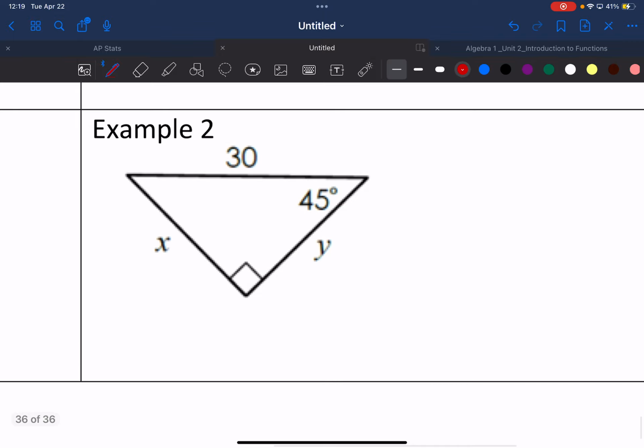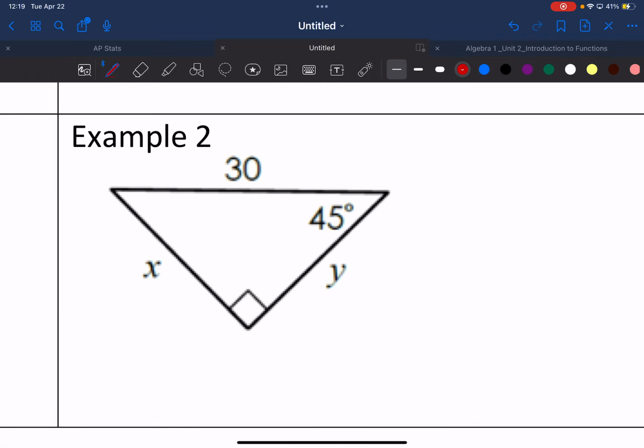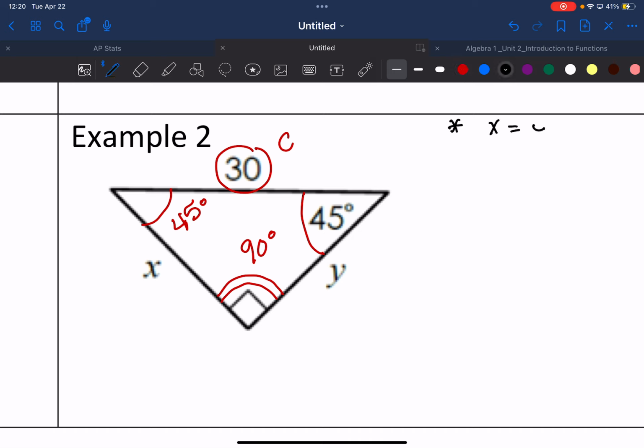Okay, last one, number 2. What does it give us? It gives us our hypotenuse, so this is our C. We don't know our legs, but it does give us an angle of 45, which means this angle is also 45, and it then gives us this angle represented by that little box, which is what? 90. So we have a 45, 45, 90-degree triangle, which means the legs should be equal. So off to the side, I'm going to write that. I know that x is equal to y. So once I find one of the variables, I have the answer to the other. And then the hypotenuse, we know is 30.